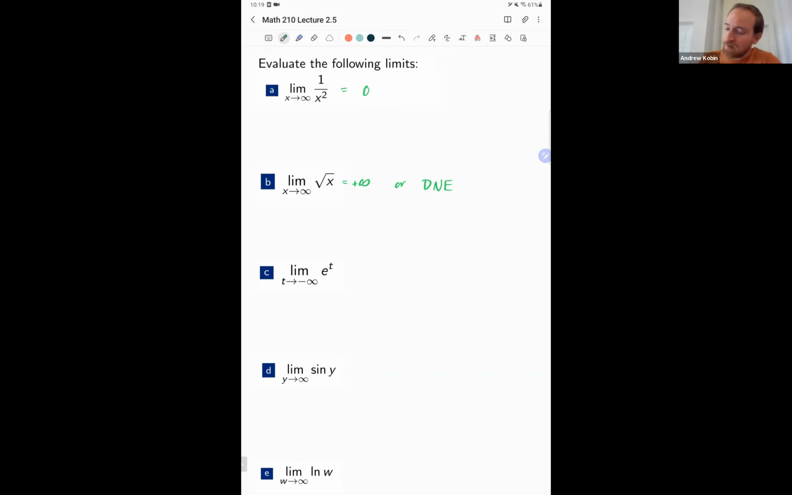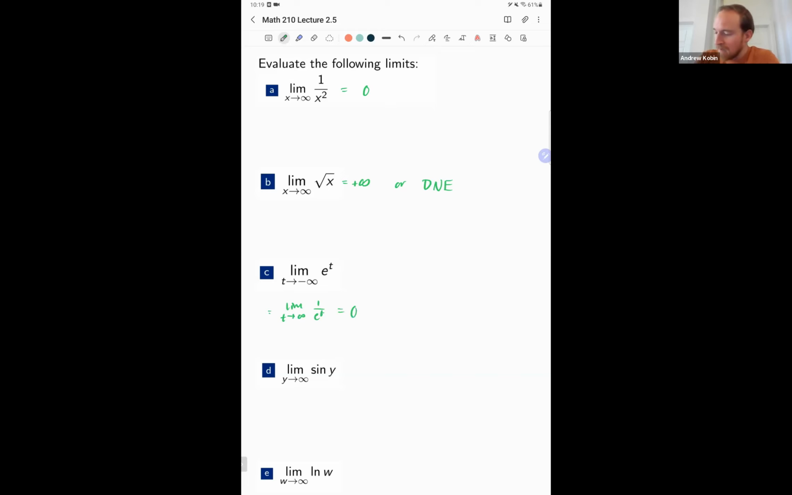A different situation happens when we take the function e to the t and take t to go to negative infinity. This is another one you can see from the graph, but if you think about e to the t as being powers of e and we're taking negative powers, that'll be the same as looking at the fraction 1 over e to the t as the exponent goes to positive infinity. So these are actually the same limit. Just like what happened in problem A, the answer here is 0. The value of the limit is 0.